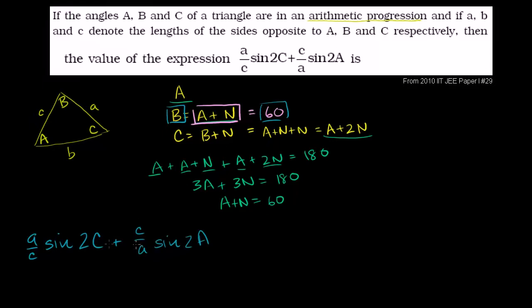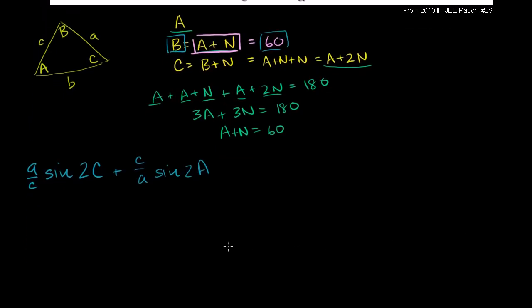But if we could put this somehow in terms of b, then we'll be making progress because we know information about angle b. So let's see what we can do. So the first thing I would use is sine of 2a. So let me just rewrite each of these.